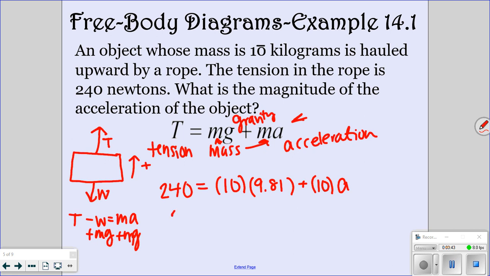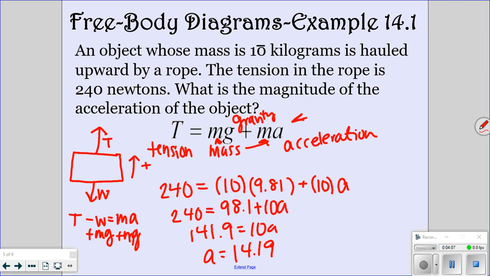Okay, so we're going to do 240 equals 98.1 plus 10a, and then 240 minus 98.1 is 141.9, and if you divide by 10, you get 14.19. And how many sig figs should we have in our final answer? You should have 2, so we're going to have 14, and acceleration is meters per second squared. And so that's how you can work through that problem.